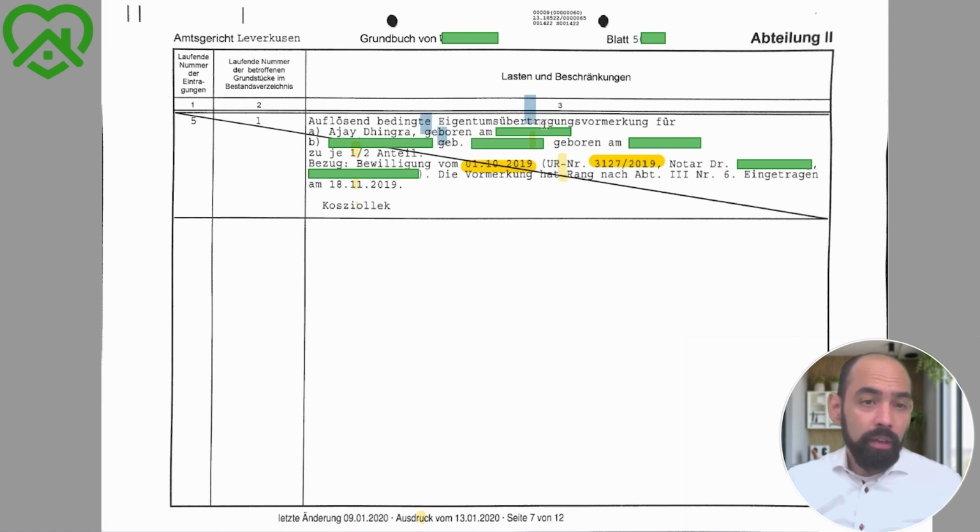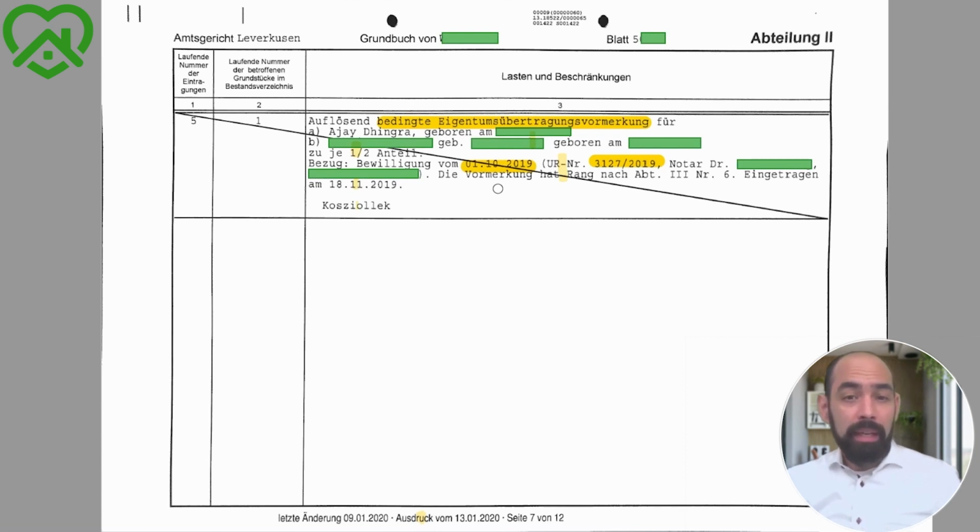Eigentumsübertragungsvormerkung, which means this is just blocking the land register for us so that this property cannot be sold to somebody else just after we signed this, right? Because at any point in time, if you buy or sell a property, the notary will check at the date of notarization whether this property has been blocked for somebody else. In this case, this property was blocked for us, for my wife and myself.